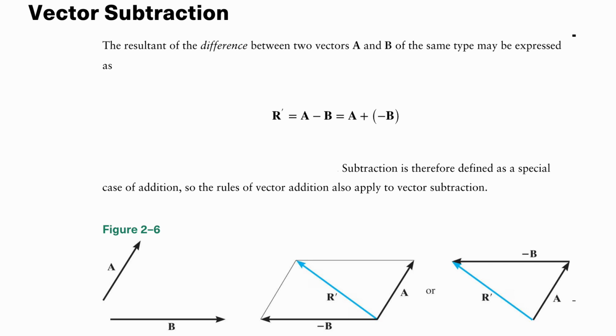Vector subtraction: the resultant of the difference between the two vectors A and B of the same type may be expressed as R equals A minus B, or equals A plus minus B, which means we need to change the direction of the vector B. So subtraction is defined as a special case of addition, so the rules of vector addition also apply to vector subtraction. The only difference is we need to change the direction of the vector B.